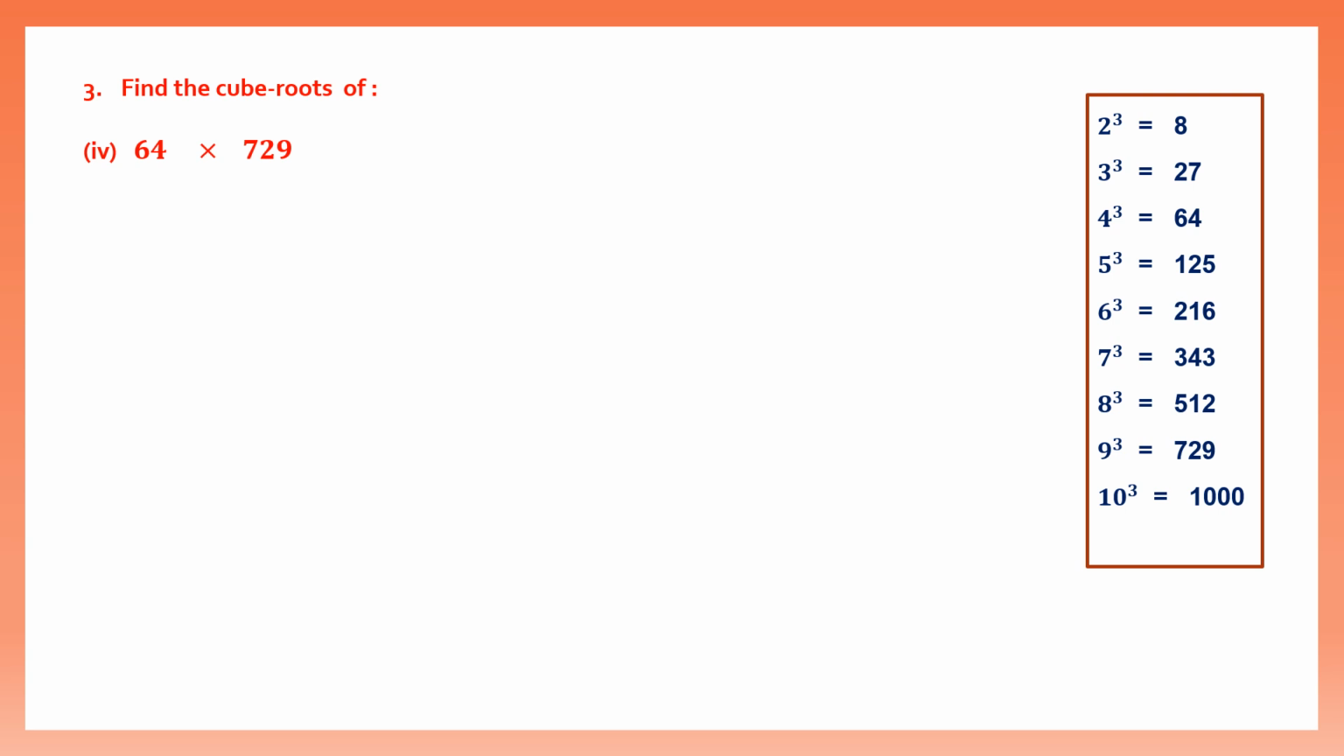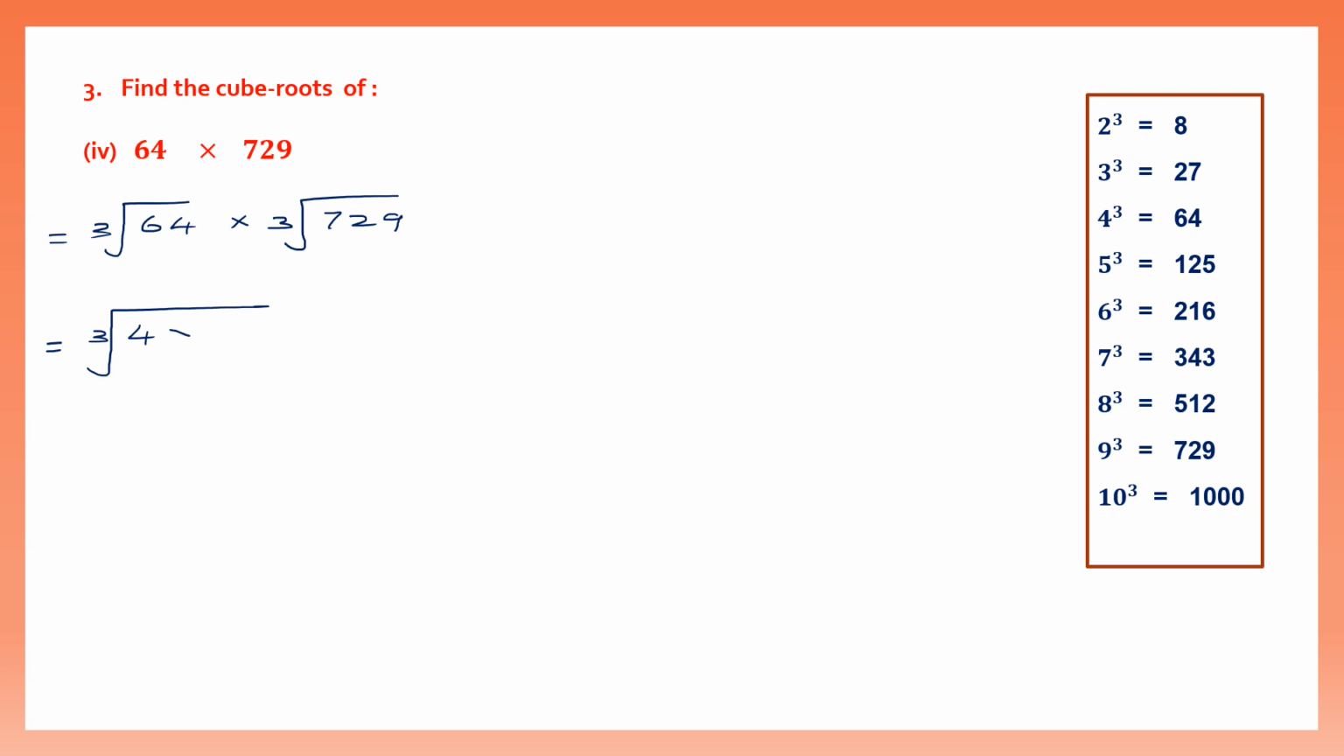Next one, here we have to find the cube roots of 64 into 729. So the cube root of 64, so let's write that. This is equal to the cube root of 64 into the cube root of 729. And here let's find out. 64 is here, that means we have to multiply 4 3 times to get 64. So let's write that.